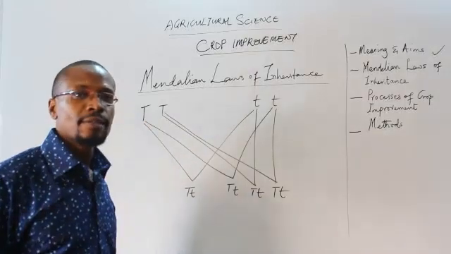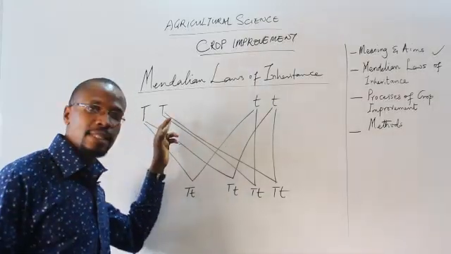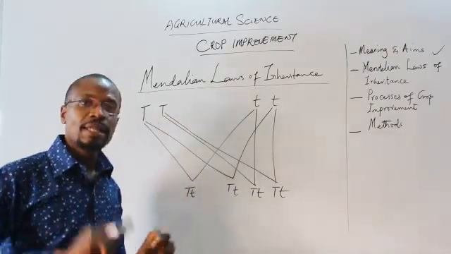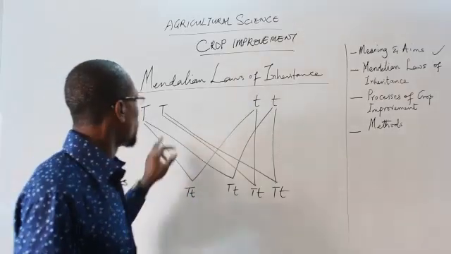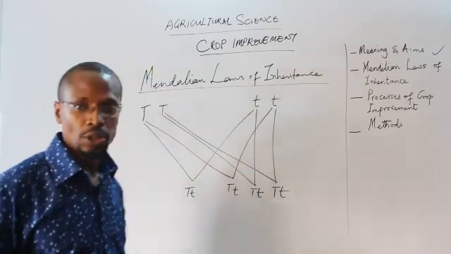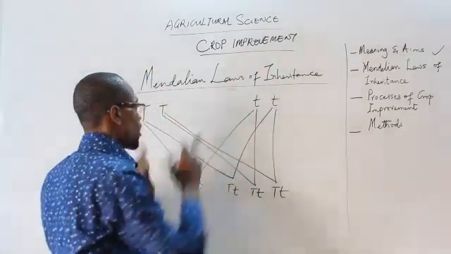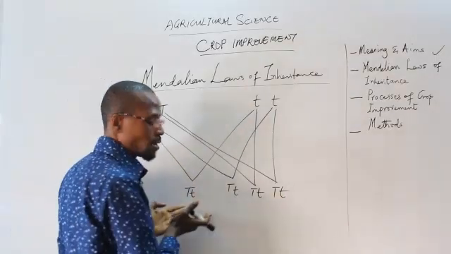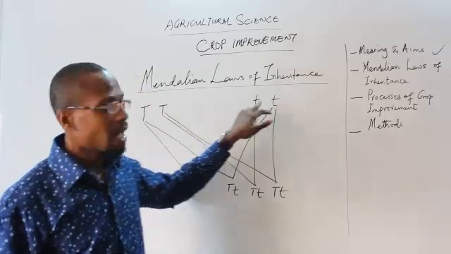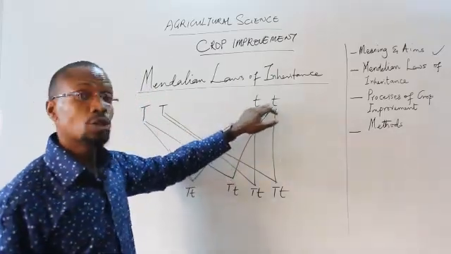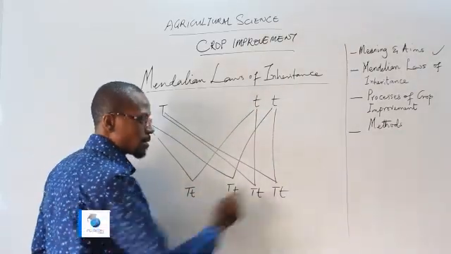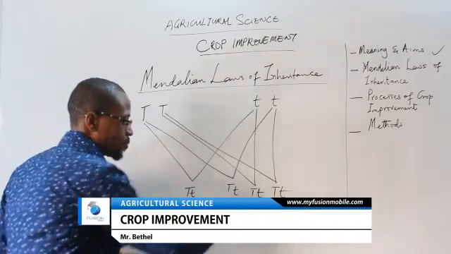This is parent T. We will use capital T to represent the tall parent, and we will use the small t to represent the short parent. So we see two parents come together to give birth to 4 offspring. This is the tall parent and this is the short parent. Now we have these breeds or these offspring here.